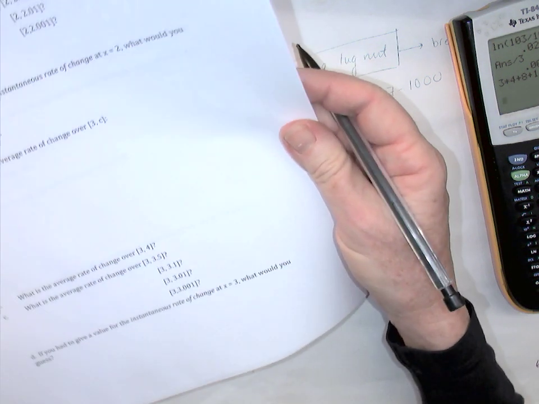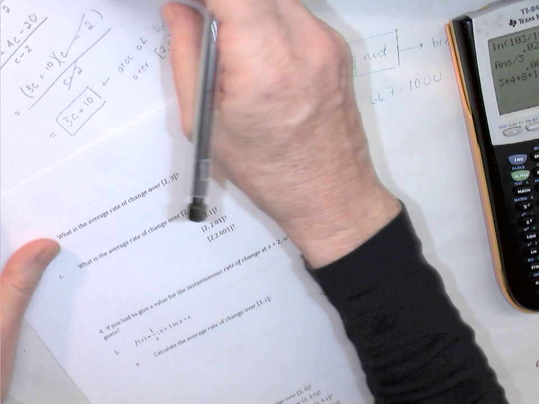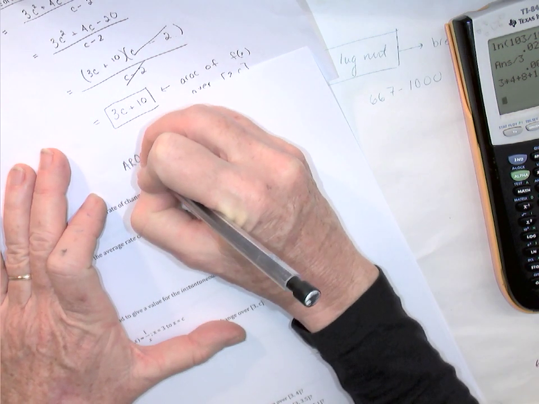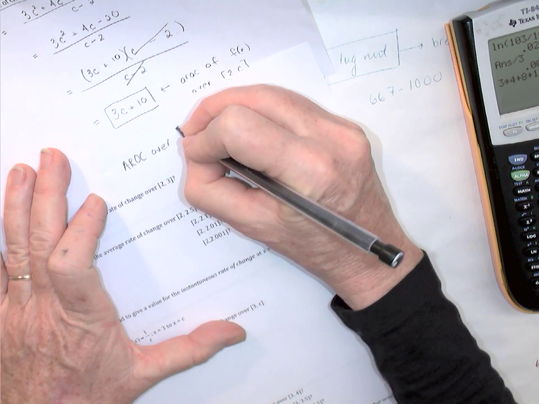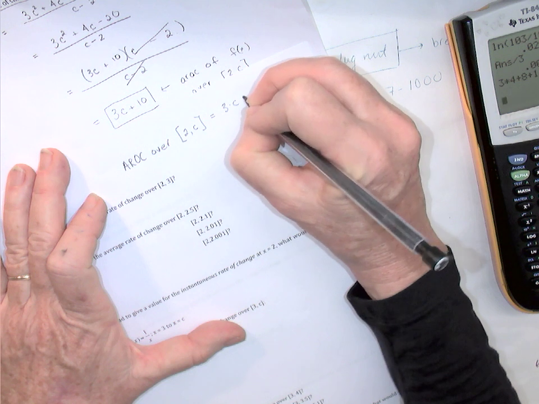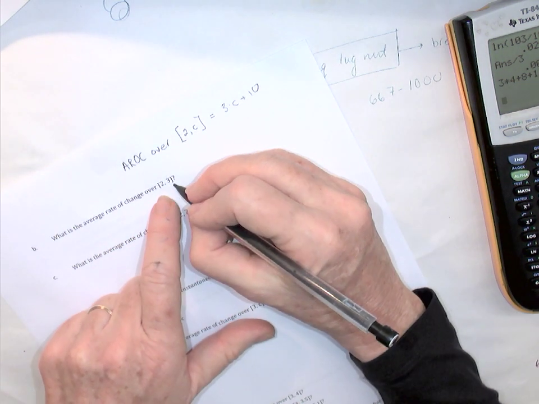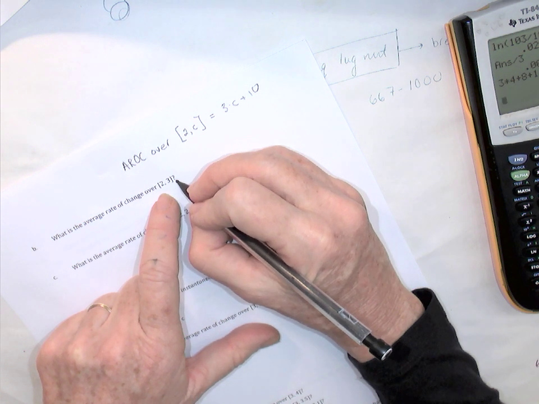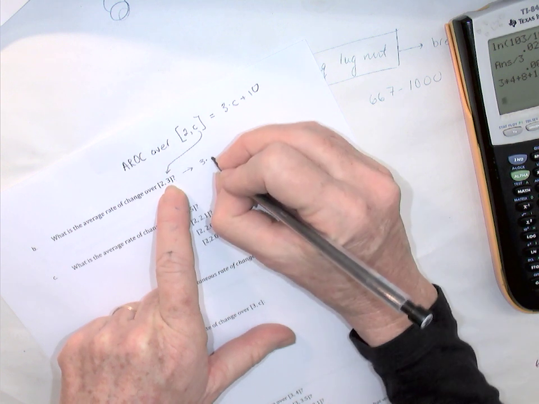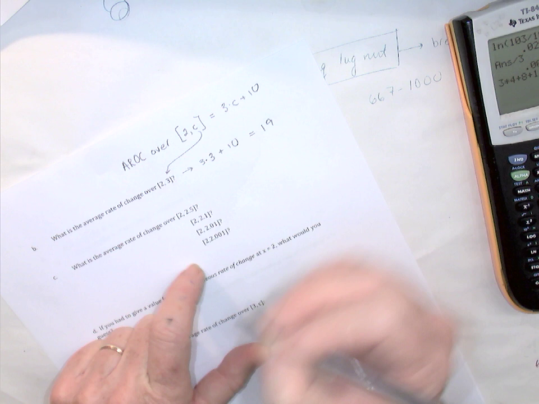But then I'm going to use that for the next one, because then if they ask us for the average rate of change, AROC here over 2 to something is going to be 3 times that something plus 10. Because if they ask us for the average rate of change over this interval, 2 to 3, well, that's just going to be 3 times, notice c is 3 here, 3 times 3 plus 10, so that's going to give me 19.